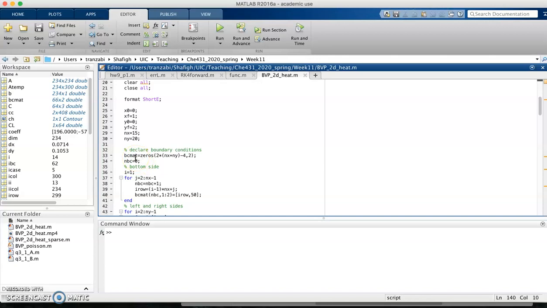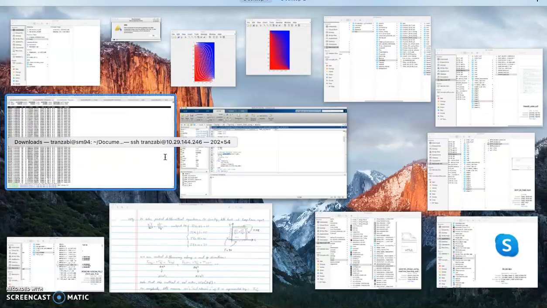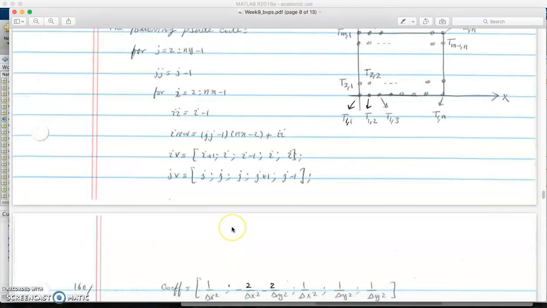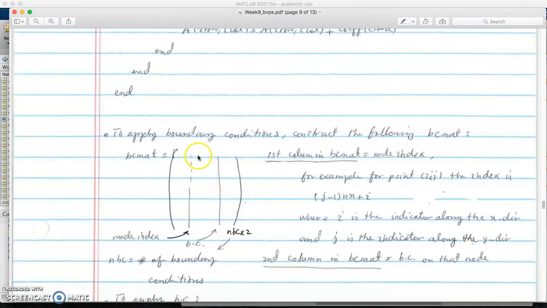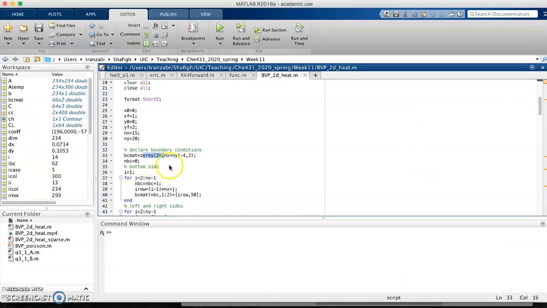So remember, after we do the discretization, we end up getting a matrix representing the linear system. For that matrix, we have an A matrix and B matrix. So first we initialize our B matrix or B vector. It's going to be 2 columns, corresponding to the matrix that we created to store the information for boundary values. So the first column is going to be the index of the boundary point, and then the second one is going to be the boundary value. So that is corresponding to this vector.